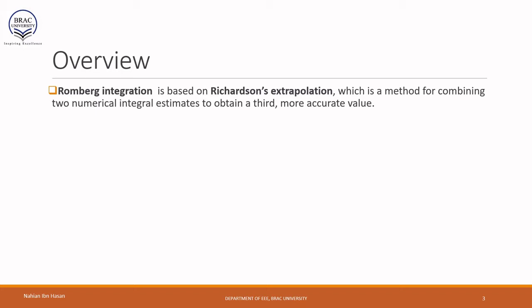So let's see some of the basic ideas of these three methods. The first integration method is the Romberg integration. It's based on the Richardson extrapolation. Richardson extrapolation is a method that combines two numerical integral estimates to obtain a third result. That means if I have already achieved two results with two different values, I can have a more accurate value by using these two preliminary results. That's the basic idea of Richardson extrapolation.